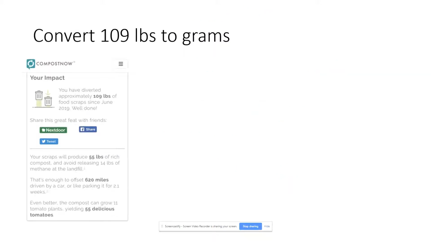All right. What if we're converting 109 pounds to grams? So you'll see here I compost now, and I've already given them 109 pounds, which converts to 620 miles of not driving a car. Thank you.